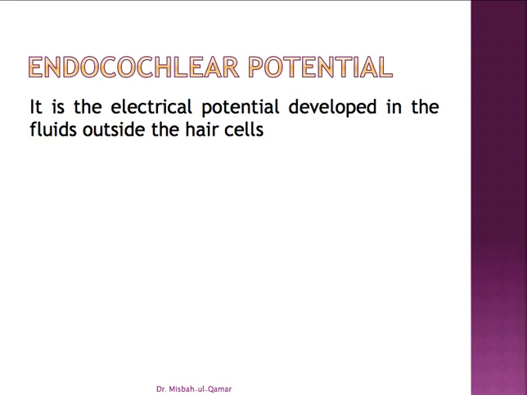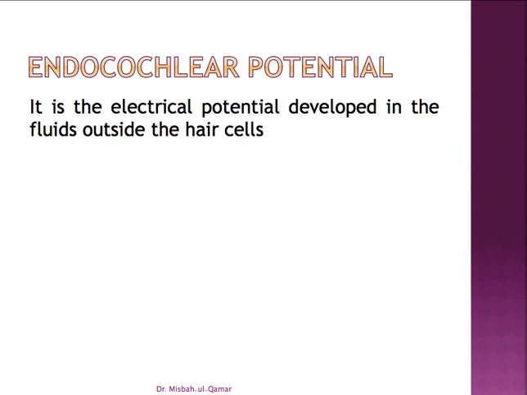I already told you that the perilymph has a voltage of 0 millivolt. Endolymph's voltage is around 80 millivolts. So the voltage difference, the electrical potential of 80 millivolts, is there between the endolymph and the perilymph, right? And the positivity in this difference is present in the scala media. It means the voltage of the scala media, outside the cells, is around 80 millivolts.